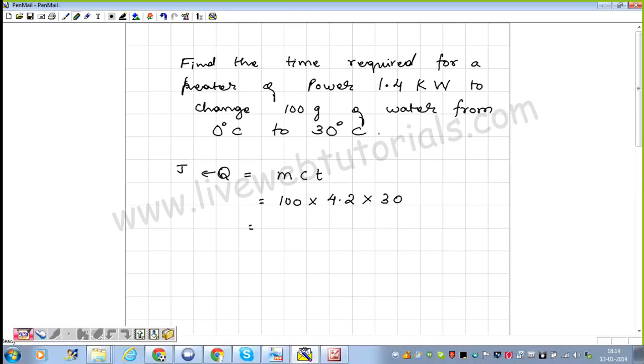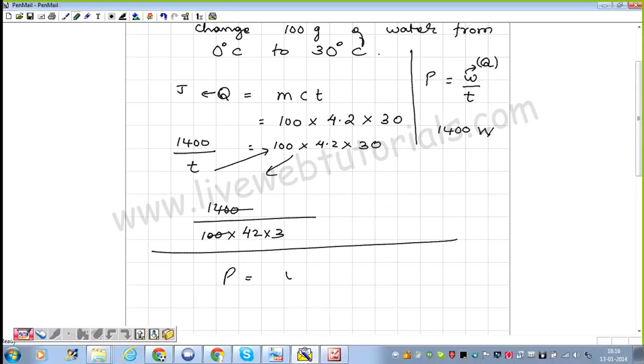Now the power given over here, what is the formula for power? Work over time, that's work divided by time. This work is nothing but the amount of heat, because work and energy have the same units. So work divided by time is going to give you the power. Now power over here is 1.4 kilowatts, which is going to be 1400 watts. And power is equal to work divided by time. Yeah, it's the other way around, sorry.